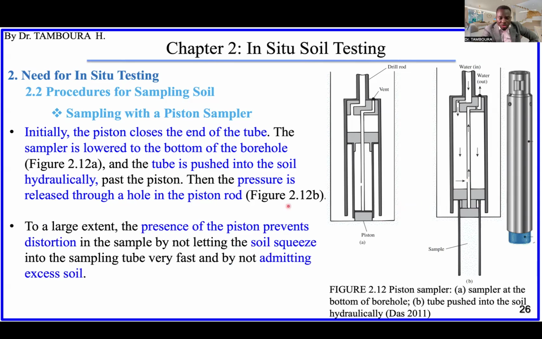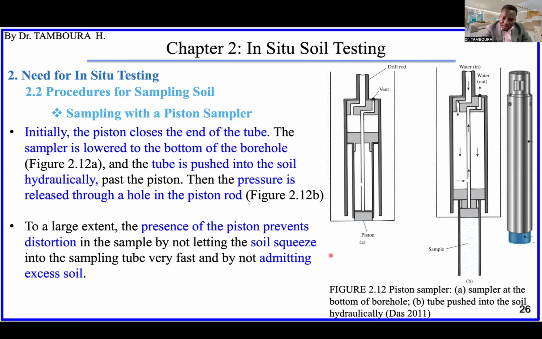This hole will help to release the pressure. To a large extent, the presence of this piston helps to prevent distortion in the soil sample by not letting the soil squeeze, or by not admitting excess soil. That's why this piston sampler is very good.